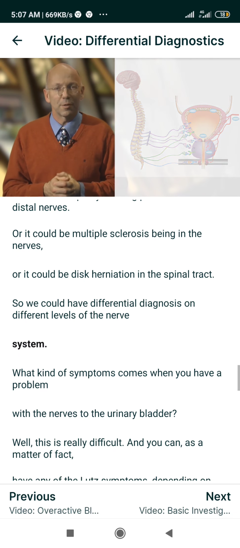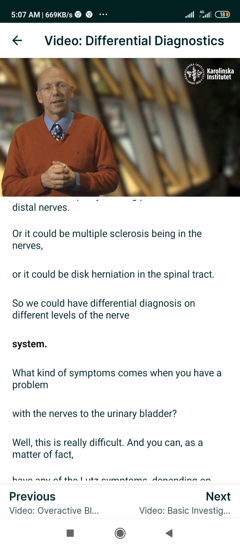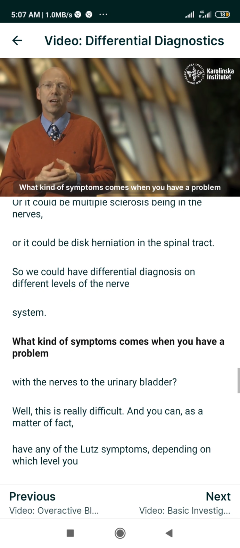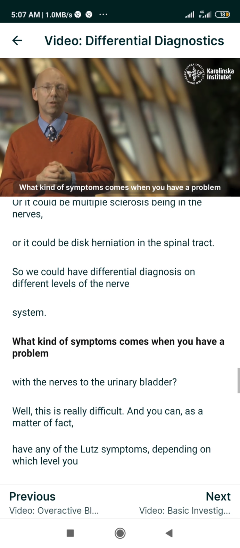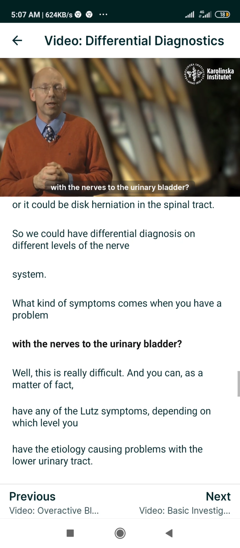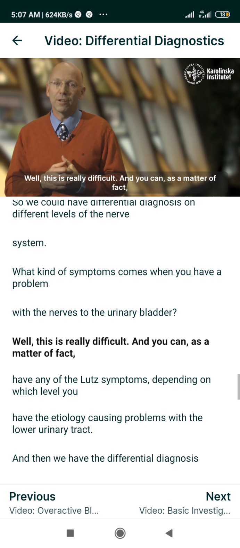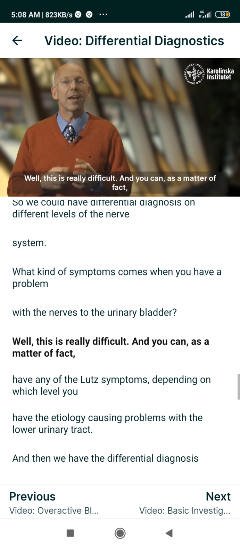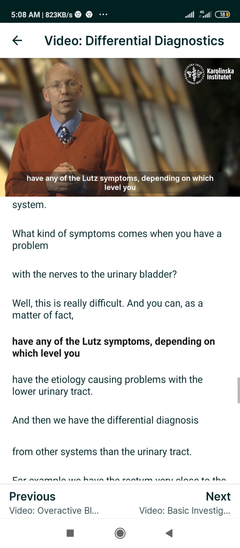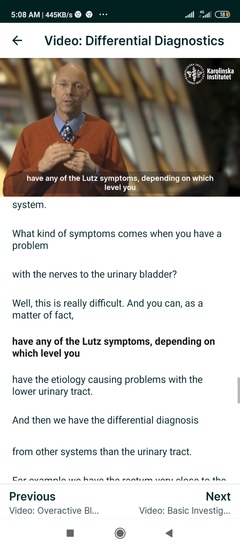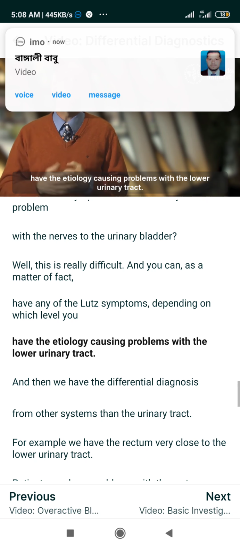nervous system. What kind of symptoms come when you have a problem with the nerves to the urinary bladder? Well, this is really difficult, and you can, as a matter of fact, have any of the LUTS symptoms, depending on which level the etiology is causing problems with the lower urinary tract.